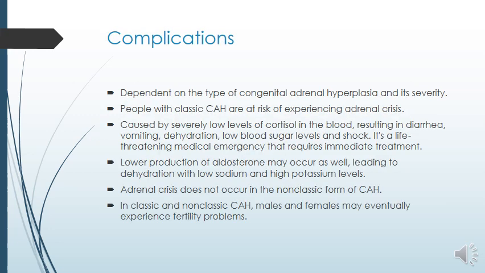The complications of CAH are dependent upon the type of congenital adrenal hyperplasia and its severity. People with the classic CAH are at risk of experiencing adrenal crises. This is caused by severely low levels of cortisol in the blood, and this results in diarrhea, vomiting, dehydration, low blood sugar levels, and shock. It is life-threatening, it is a medical emergency, and it requires immediate treatment.